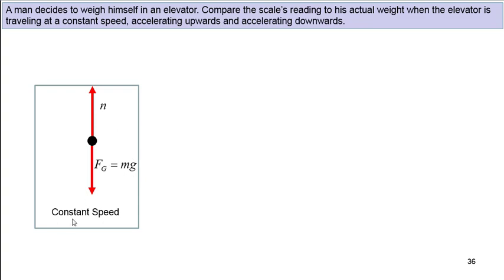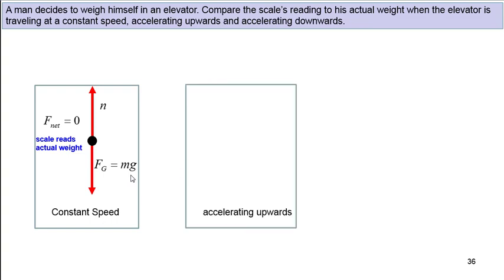Well, when the object is traveling at a constant speed in a straight line, the net force has to be equal to 0. If the net force is equal to 0, then N minus mg has to equal 0. So in this case, the scale will read the actual weight. N will be equal to mg. Remember, mg is his actual weight. The scale will read his actual weight.